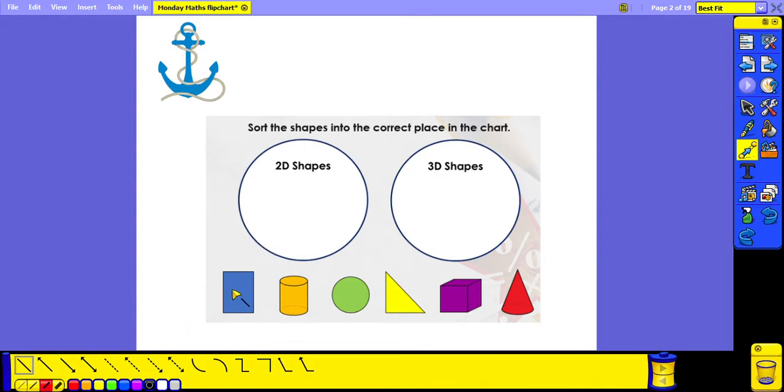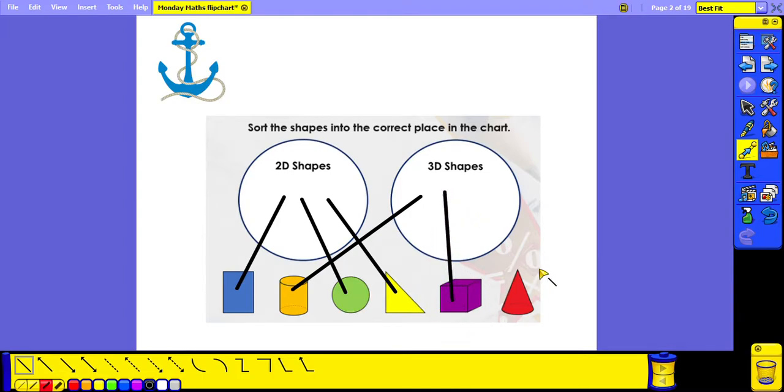Okay, so the first shape here is a rectangle, which is 2D. And then we've got a cylinder, which is 3D. A circle, which is another 2D shape. And a triangle, which is also 2D. And then we've got a cube, which is 3D. And finally, a cone, which is also 3D.